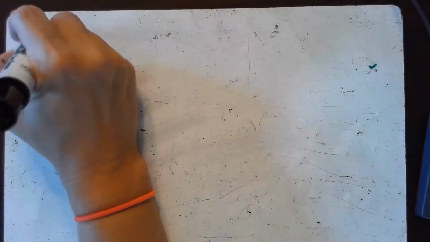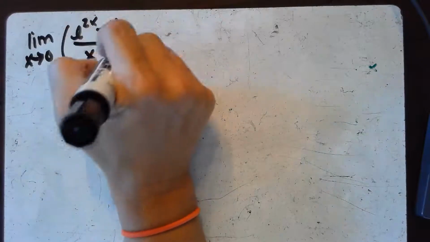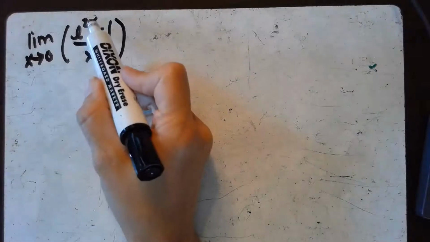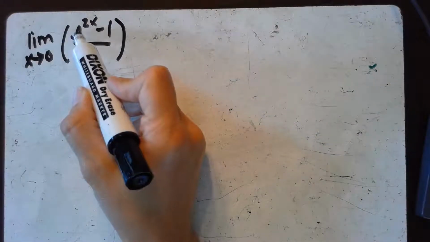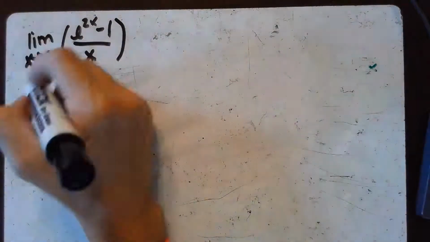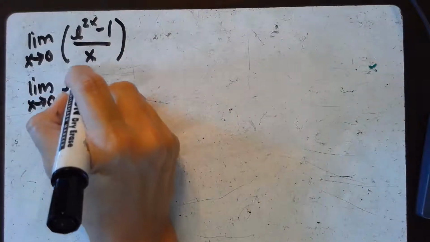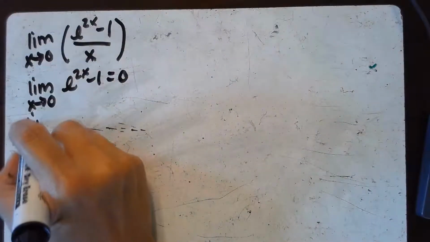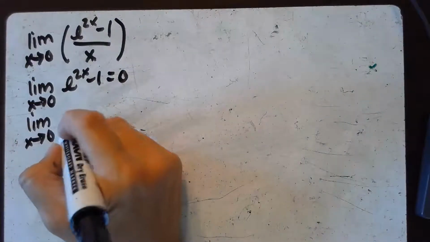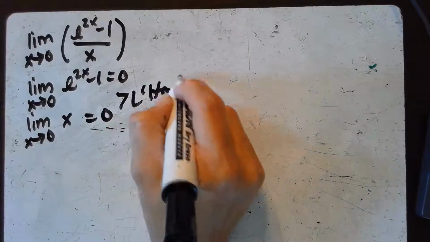Let's look at the limit as x approaches 0 of e to the 2x minus 1 over x. Now this one, when you start plugging in, you realize that ends up e to the 0, but e to the 0 is 1, 1 minus 1 is 0, and then if I plug in 0, that's 0. So therefore, I'm going to go ahead and write it out. That goes to 0. All right, and that goes to 0. So we're going to use L'Hopital's.